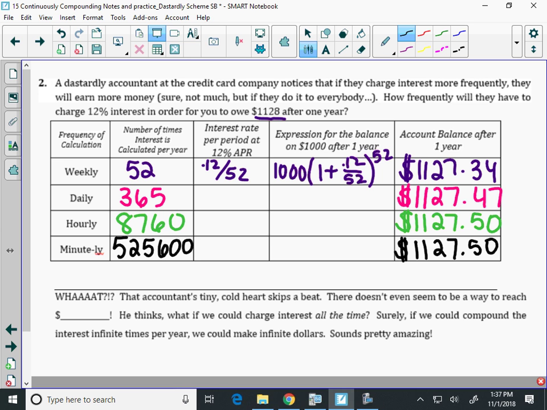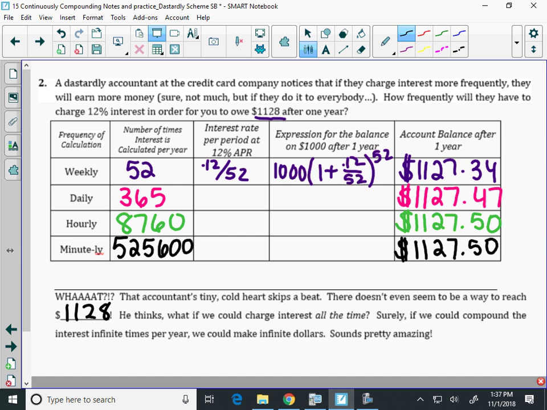You're just saying the next part of my little spiel here. What? The accountant's tiny, cold, little heart skipped a beat. Accountants have hearts. There doesn't seem to be a way, or at least not yet, to reach 1,128. That was this dastardly accountant's goal. And we kind of stalled out at 1,128.50.